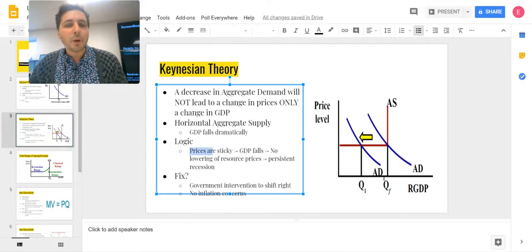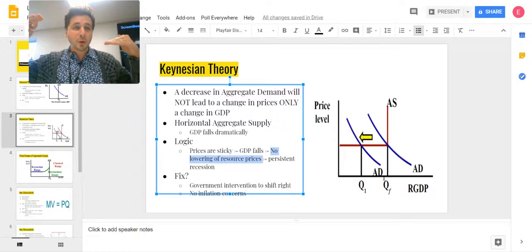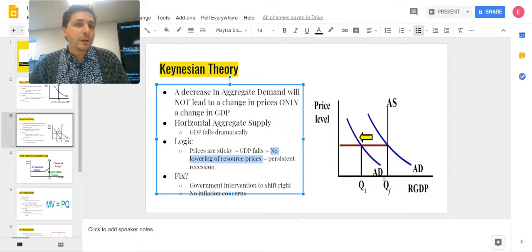So the logic behind it, prices are sticky. So when aggregate demand shifts left, GDP falls significantly. And there's no hope. Like there's no lowering of resource prices that are going to happen because businesses are worried about lowering prices, right? If I have to pay my workers the same amount, why would I lower prices and reduce even more profits? So businesses are leery of doing that. So as a result, there's no hope that resource prices are going to go down and eventually self-correct, at least not for a while. In the long run, it'll happen.